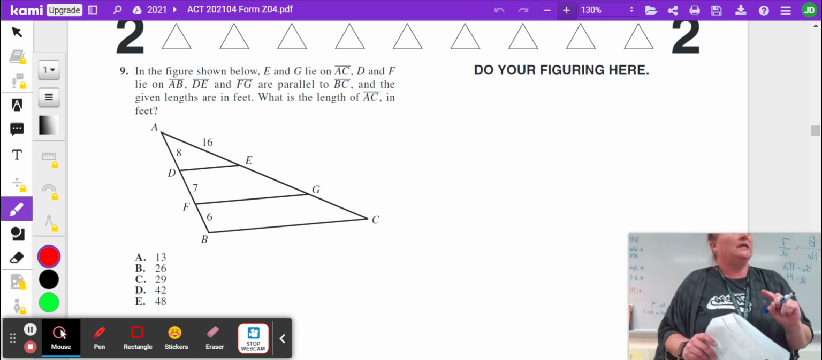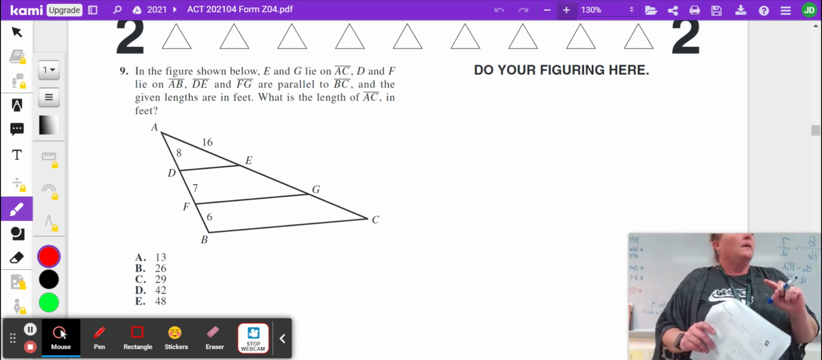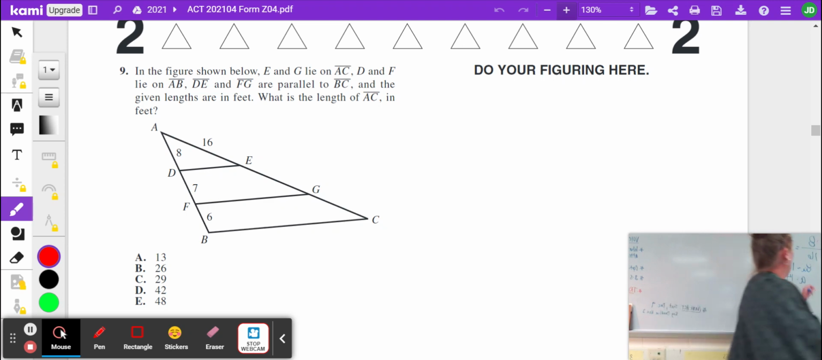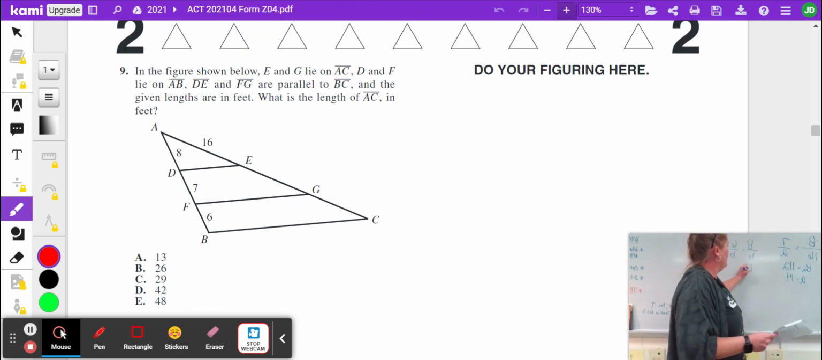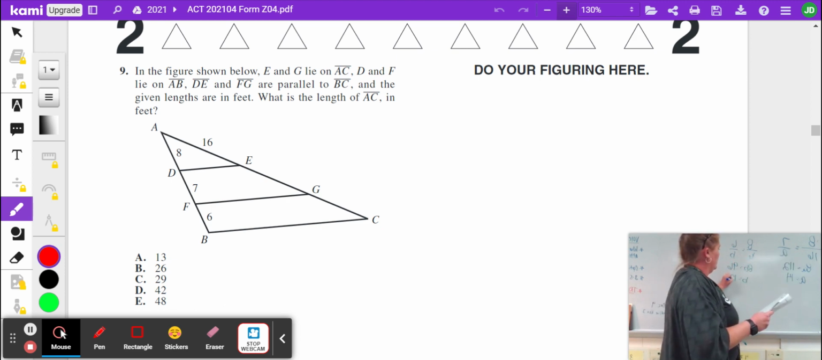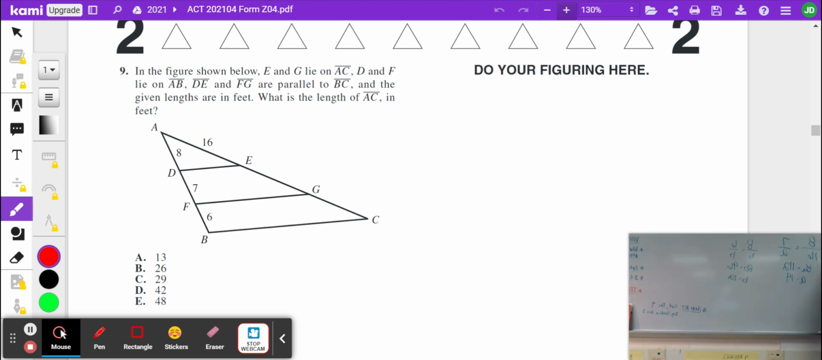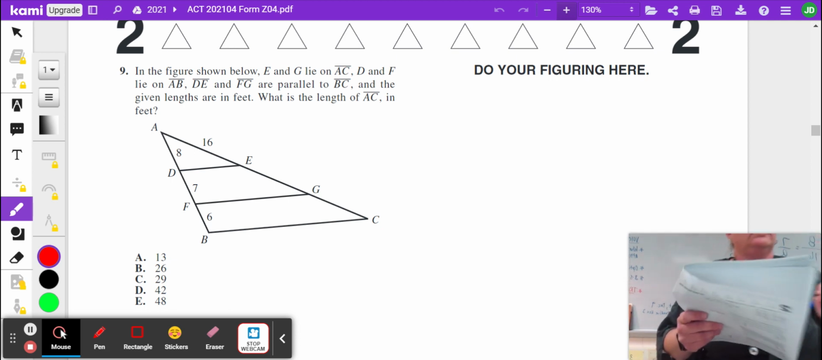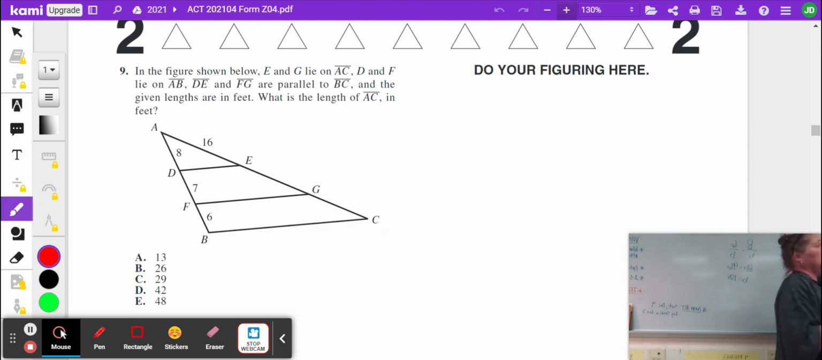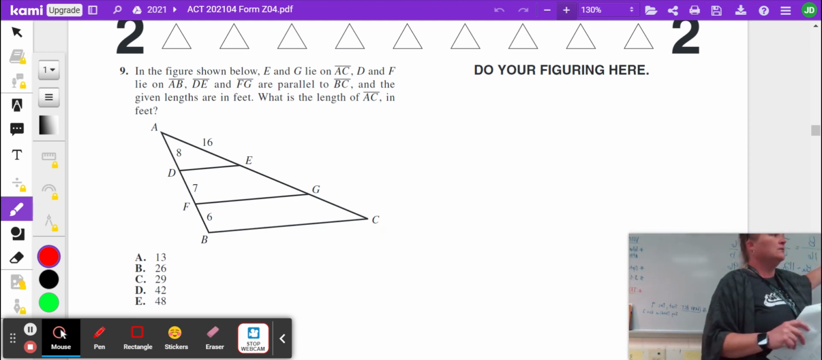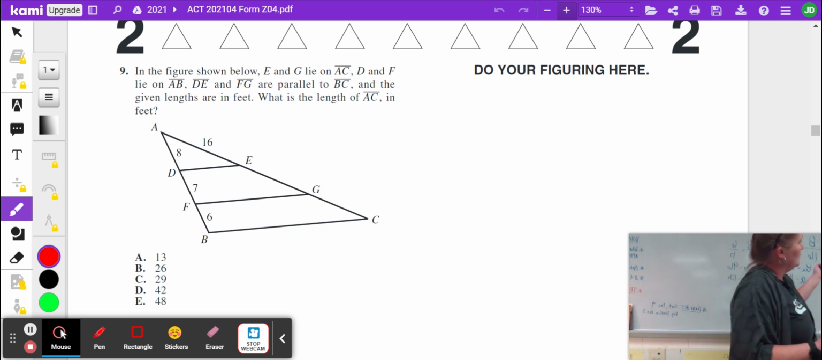So how can I set up to find B? I can do the same thing. 8 over 16 equals 6 over B. Cross multiply. 16 times 6 is 96. Divide by 8. 12. Okay, so now look at your answer choices. What is it asking for? The whole entire length. So how do I find the whole entire length? Add them together. So 16, 14, 30, 42. So D.